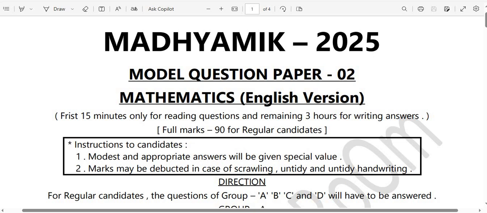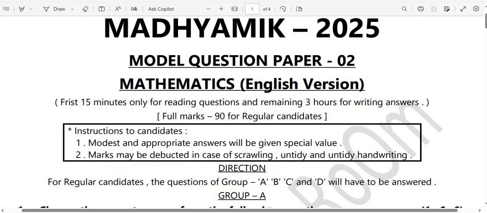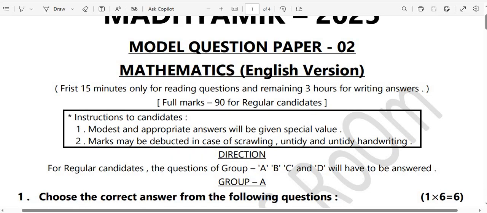Dear student, today we will see Mathematics Model Question Paper 2 of Madhyamik 2025. I have asked questions like we do in Madhyamik. Now we will see the exam rules.